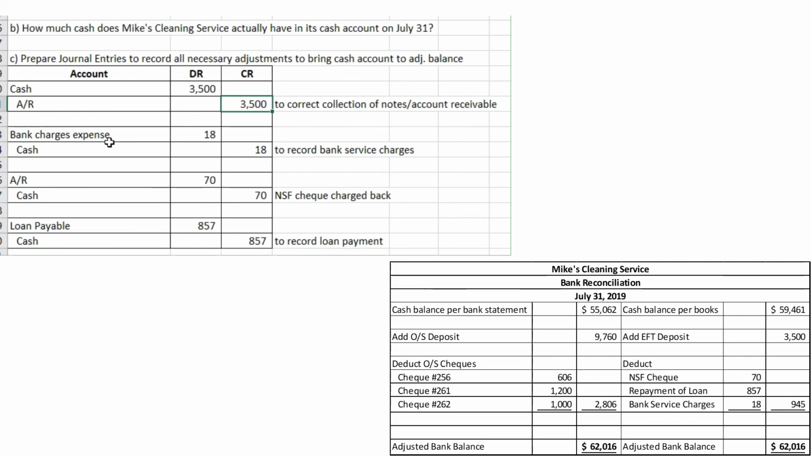We had 3 deductions, so they're all credits to cash with a debit to the bank charges, a debit to the accounts receivable for the NSF check, and then a debit to the loan payable for the loan payment made of $857. We're not told that there's any interest component, so we will put it all to the liability.